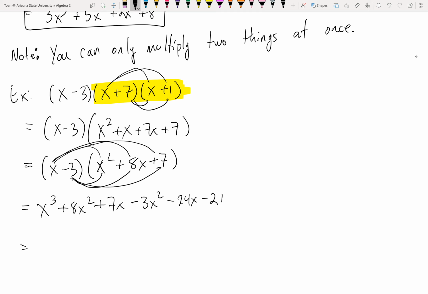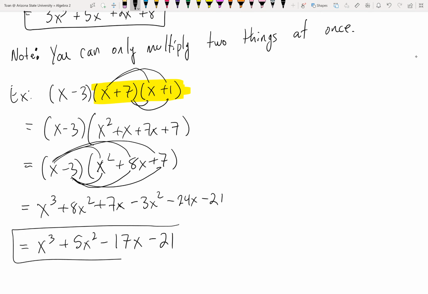And now, of course, it's time to combine like terms. The x cubed is by himself, so I'll just write him down. In terms of the squares, I have an 8 with a minus 3. So 8 with a minus 3 is a positive 5. And they were x squares. Let's move on to the x's. I have a plus 7 with a minus 24. So a plus 7 with the minus 24 is a minus, what's that? Is that a 17? Yeah, minus 17x. And then, of course, I have this lonely minus 21 that has nothing to combine with. So you just copy him down.